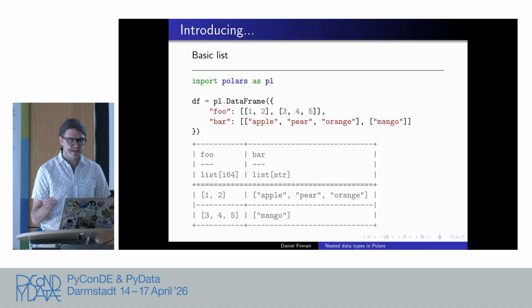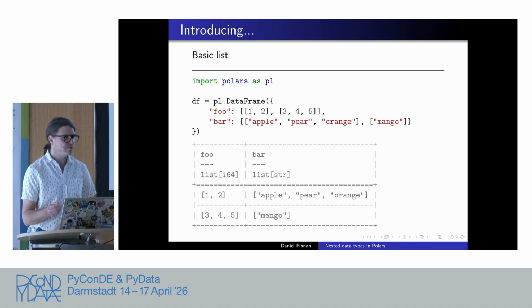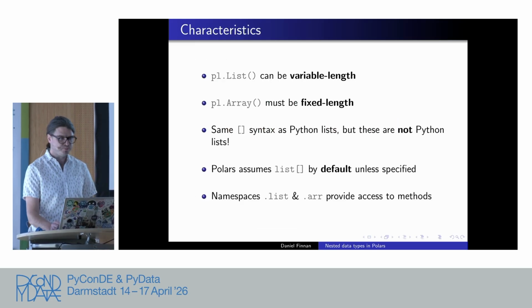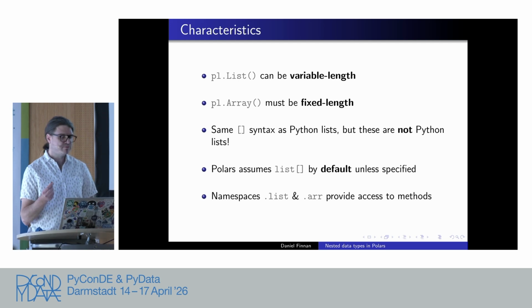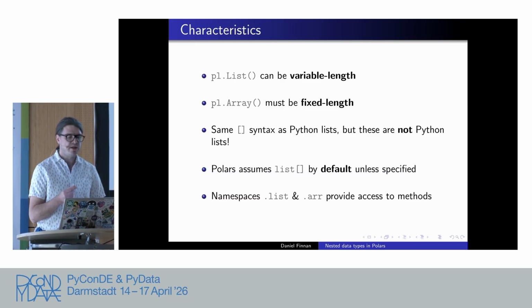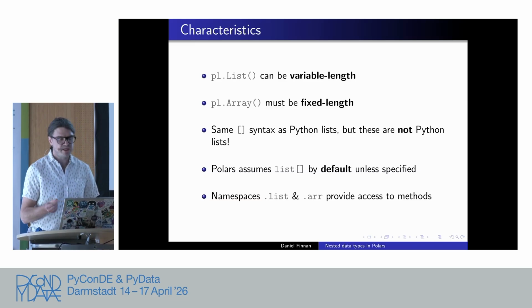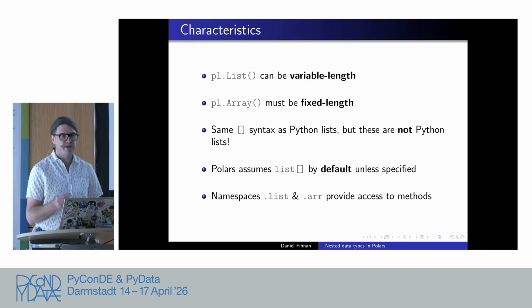So a very, very basic outline of a basic list, and I won't dwell on this for too long. If you've used polars, you've seen these data frames before. What are the characteristics? Well, a list can be variable length. An array must be a fixed length. It's got the same square bracket syntax as Python lists, but these are not Python lists. Polars assumes list by default unless you specify it. And the namespaces, list or array, provide access to the methods.